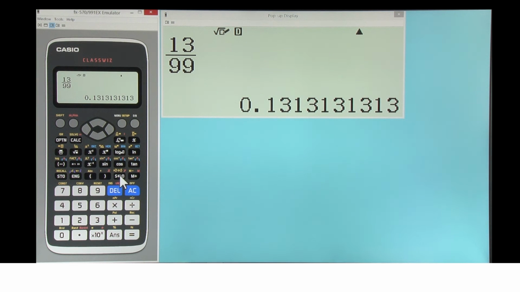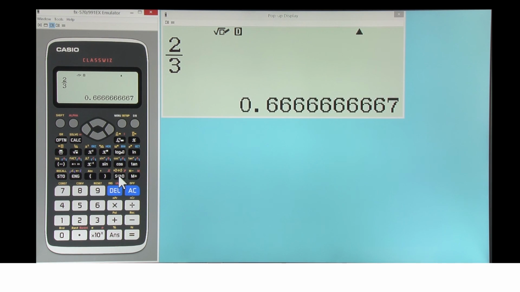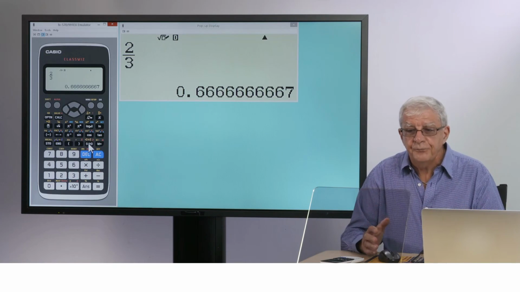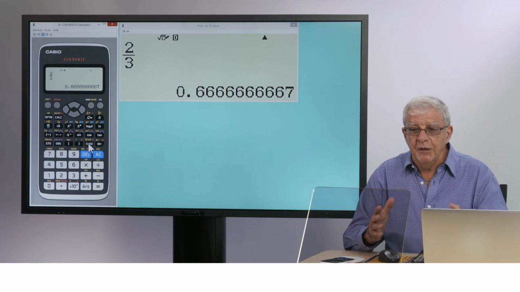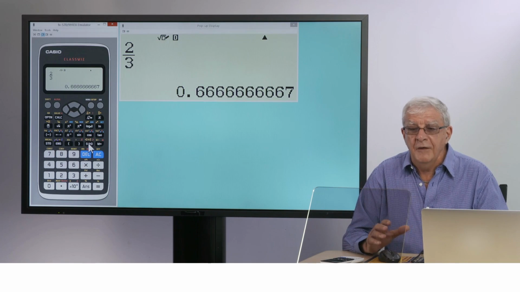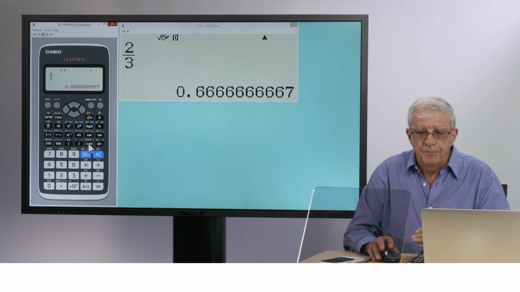0.131313. In some cases, the way the ClassWiz rounds numbers might give an impression that the decimal is not in fact repeating, like this one, 2/3. When we turn it into a decimal, it doesn't seem that all the numbers are the same. The last one is a 7. Students need to think deeply about the idea of a recurring decimal to understand what is happening here. But ClassWiz provides both the motivation and the means to do this.